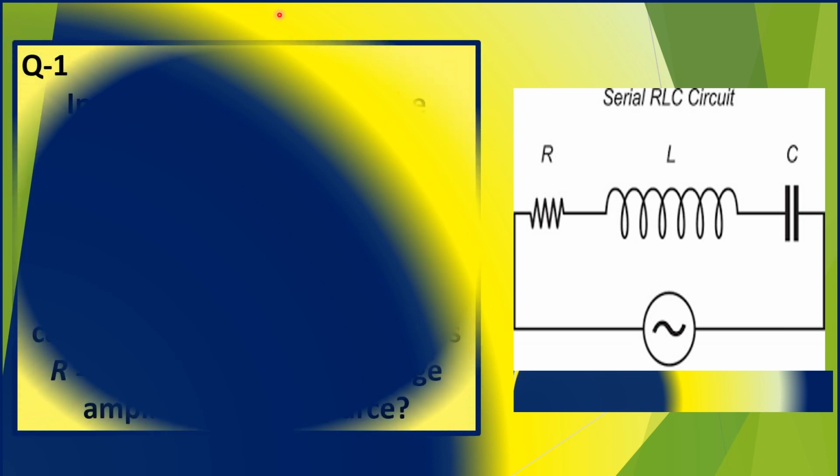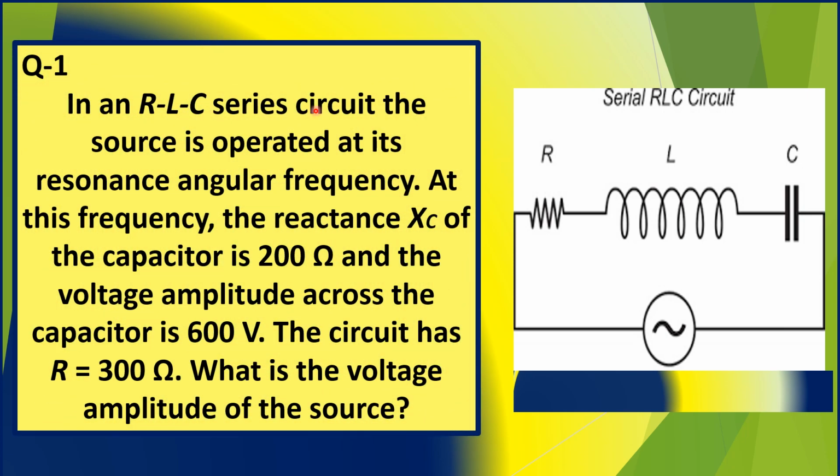Question number 1. In an RLC series circuit, like the one shown in the diagram, the source is operated at its resonance angular frequency. At this frequency, the reactance, capital X sub C, of the capacitor is 200 ohms, and the voltage amplitude across the capacitor is 600 volts. The circuit has resistance, capital R, equal to 300 ohms. The question is, what is the voltage amplitude of this AC source?